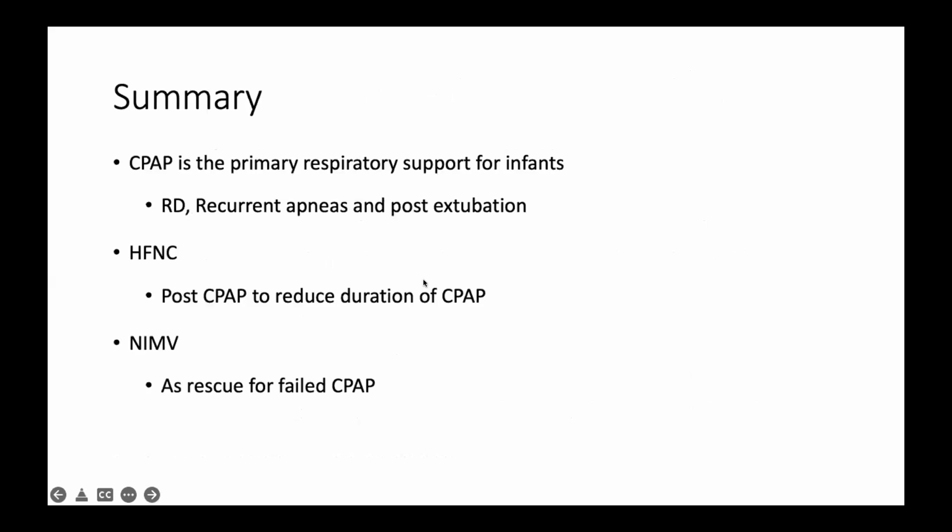So just to summarize, CPAP is the primary respiratory support for babies with respiratory distress. Whether it is respiratory distress or recurrent apnea or post-extubation, CPAP is the gold standard now. HFNC has its role, but I feel it is used mostly for post-CPAP. Instead of using plain nasal oxygen, you can use warm humidified oxygen with HFNC, and mostly for babies more than 1 kg. HFNC as a primary mode of respiratory support, I feel the failure rates are very high. So I would advise using it after CPAP, especially for babies who have significant FRC problems.